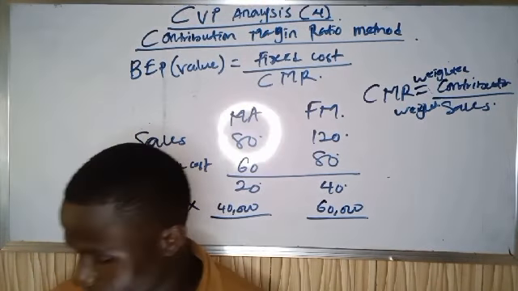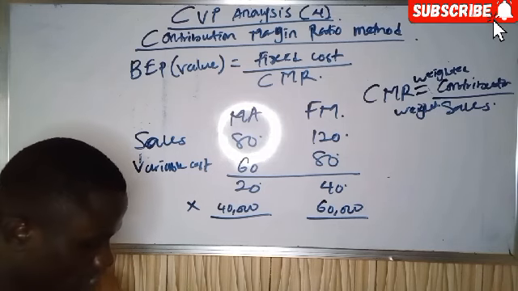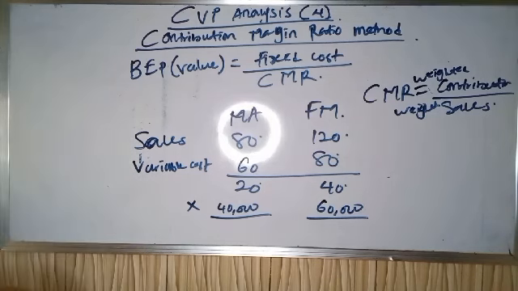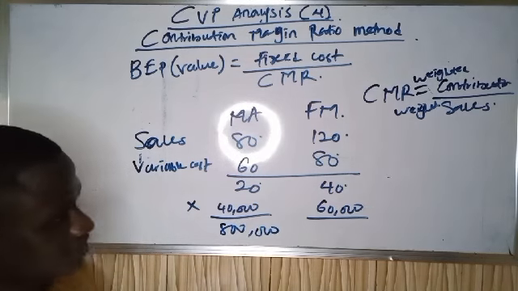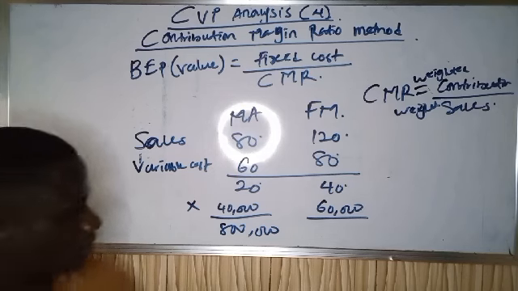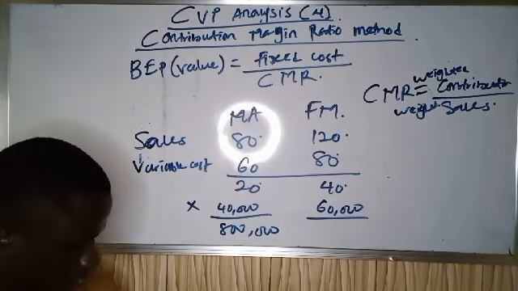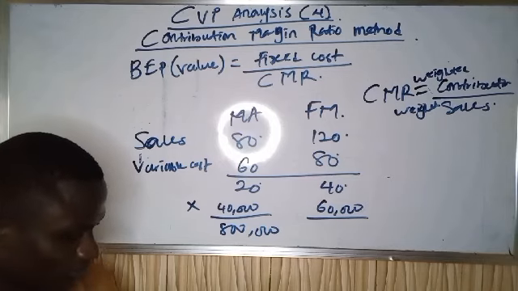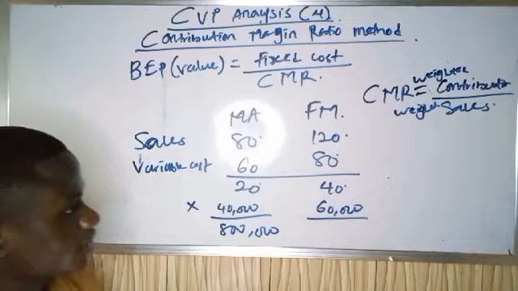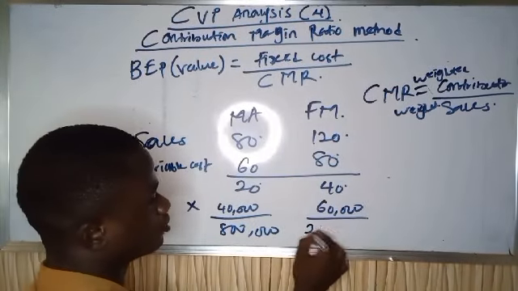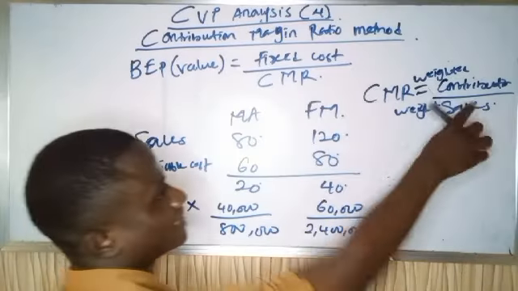So how are we going to get that? Going by my calculator here, 40,000 multiplied by 20, I have 800,000. And 40 multiplied by 60,000, I have 2,400,000. If I multiply 40 times 60, I will have 2,400,000. So that is why it is called weighted contribution.